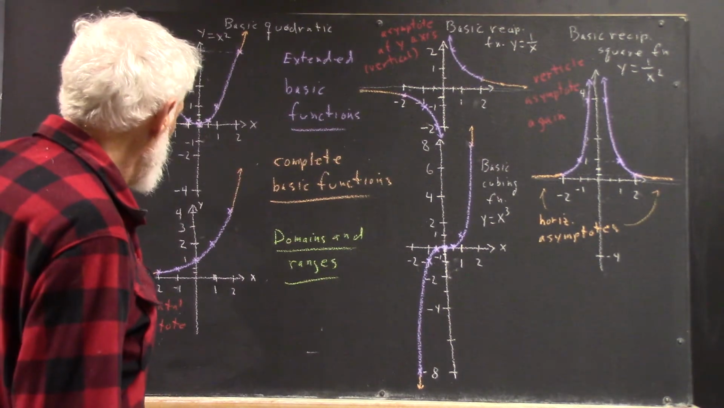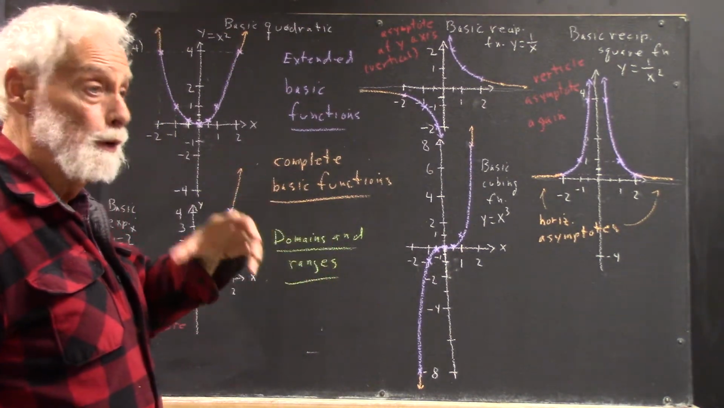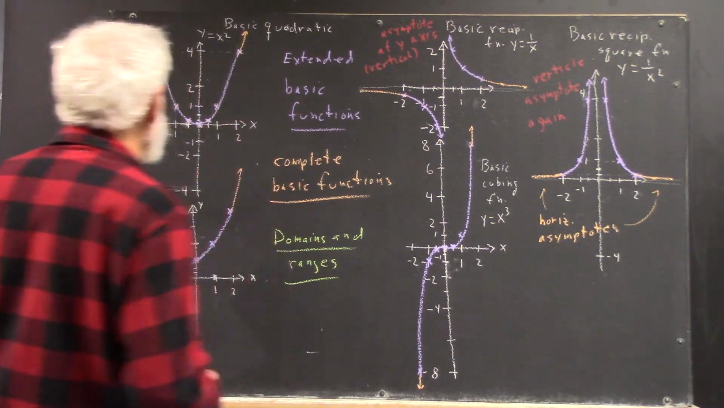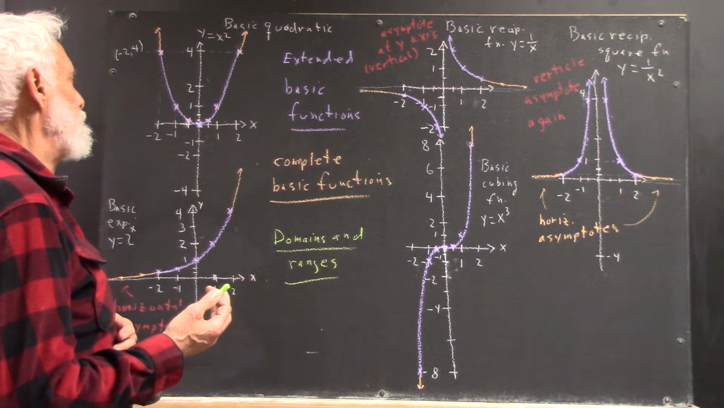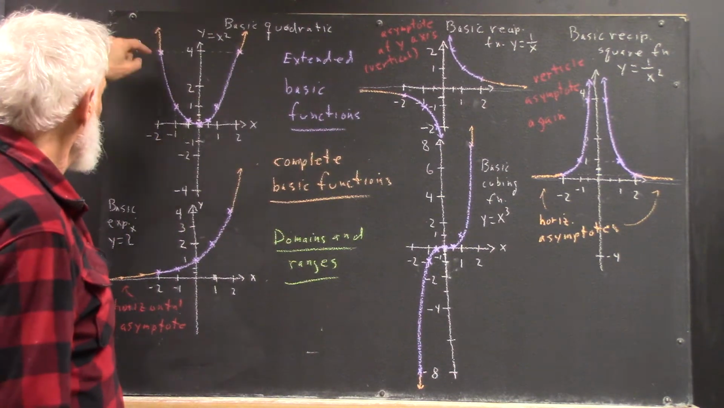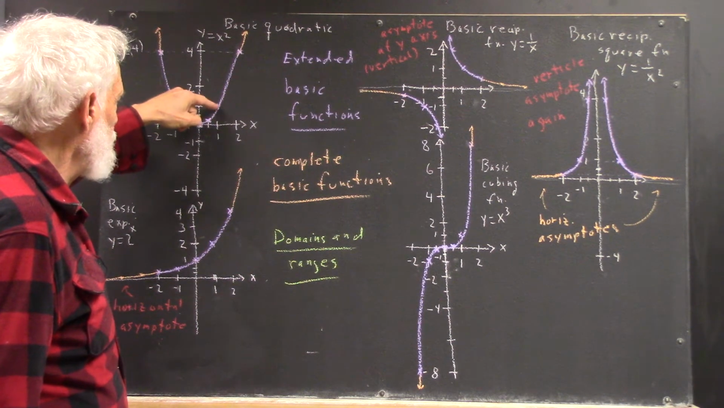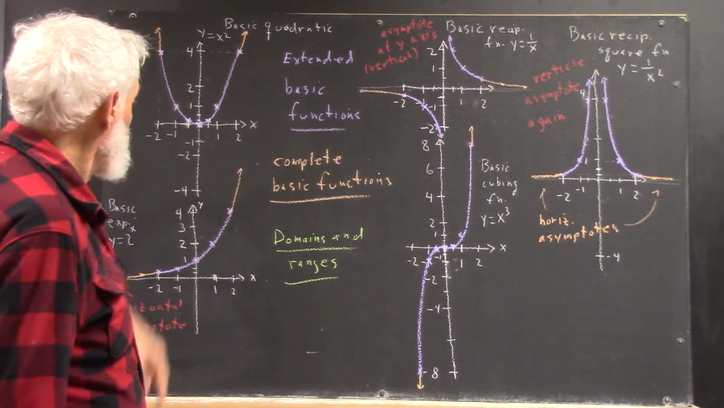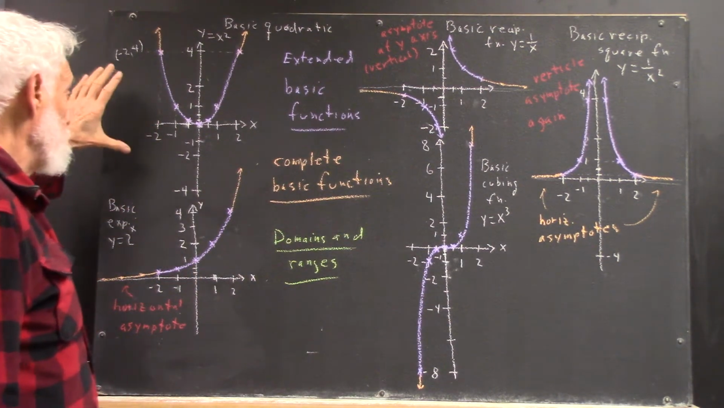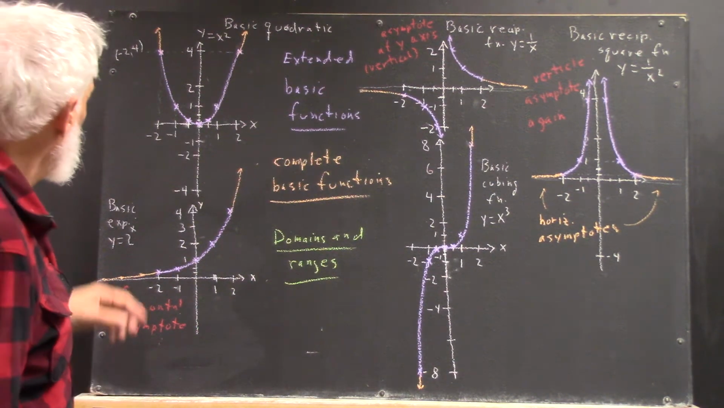For the basic functions at standard values, the domain consists only of standard values. Okay, so the domain of the basic quadratic just consists of the x values -2, -1, -1/2, 0, 1/2, 1, and 2. I don't have room to write it here, we'll talk about that a little bit more when we actually write it out.